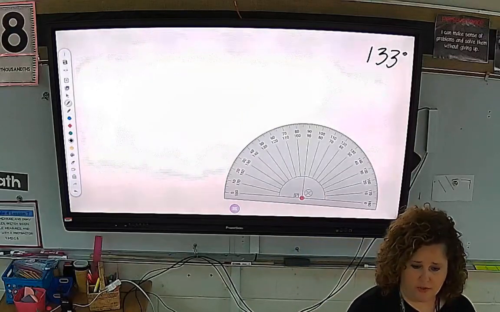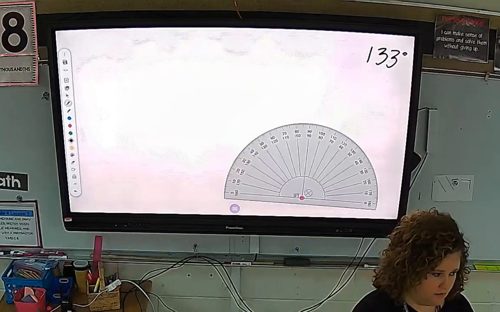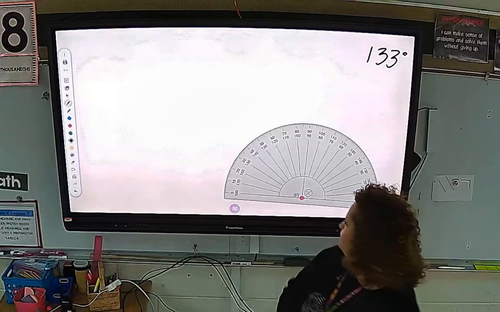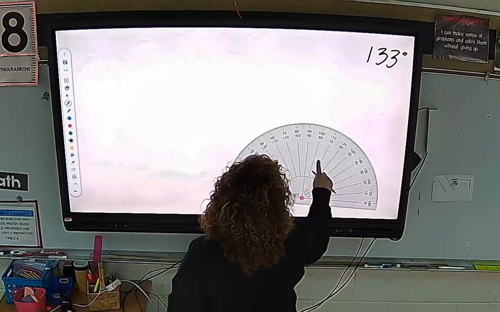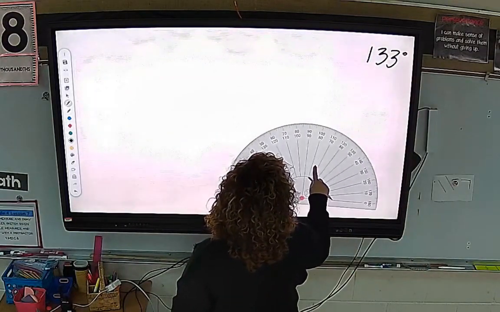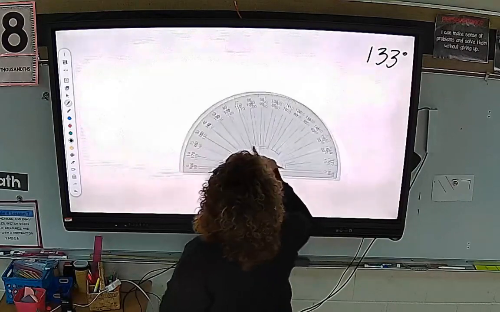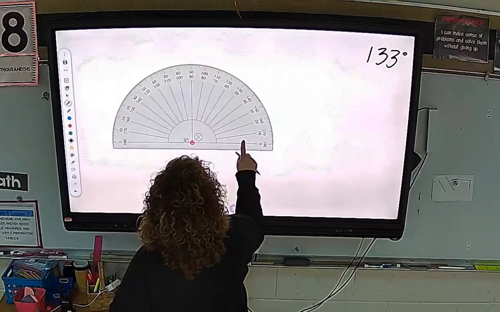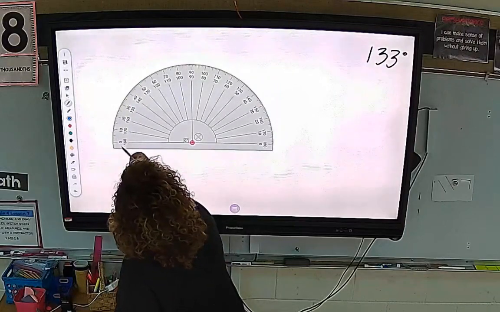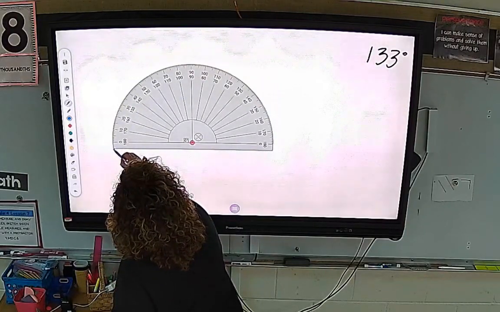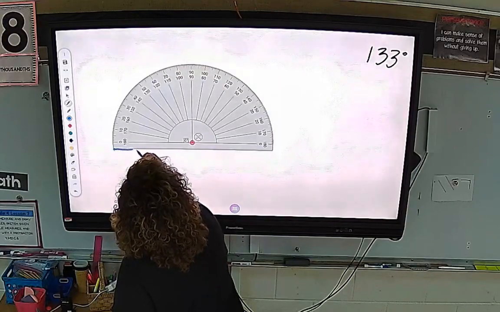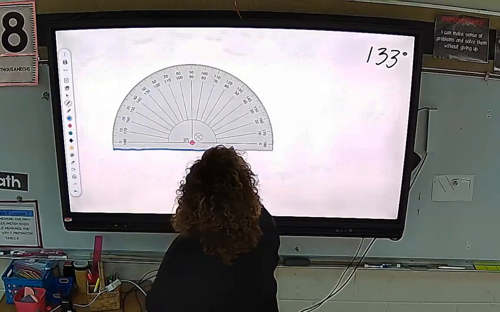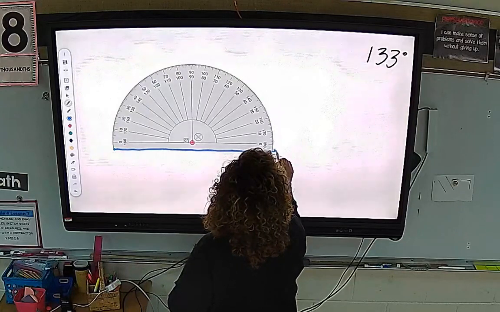What part of the protractor? The straight edge on the bottom. Okay. All right, so take your protractor and we're going to create a straight edge on the bottom. I'm sorry, we're going to create a ray on the bottom with our straight edge. Okay.